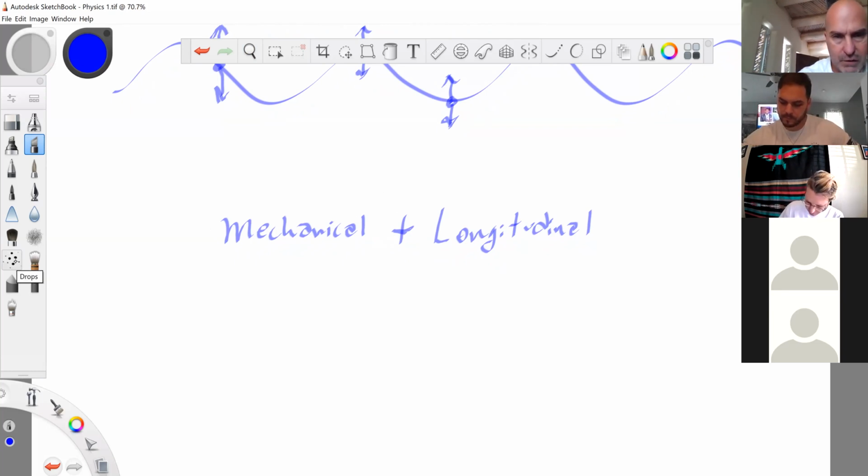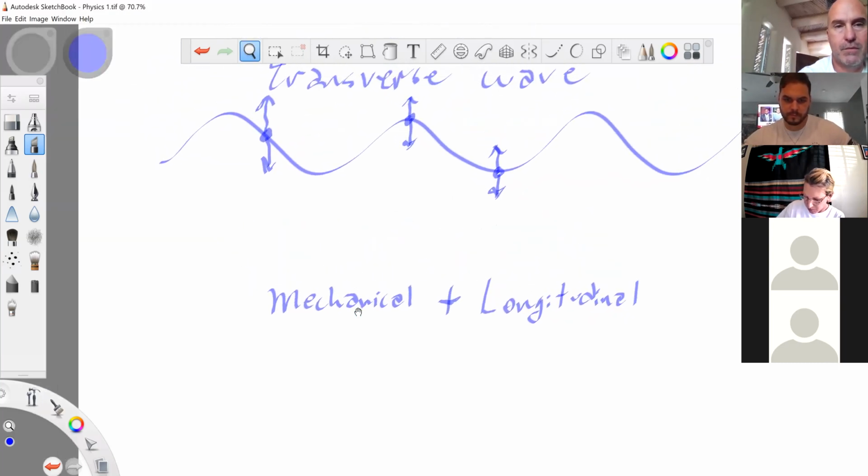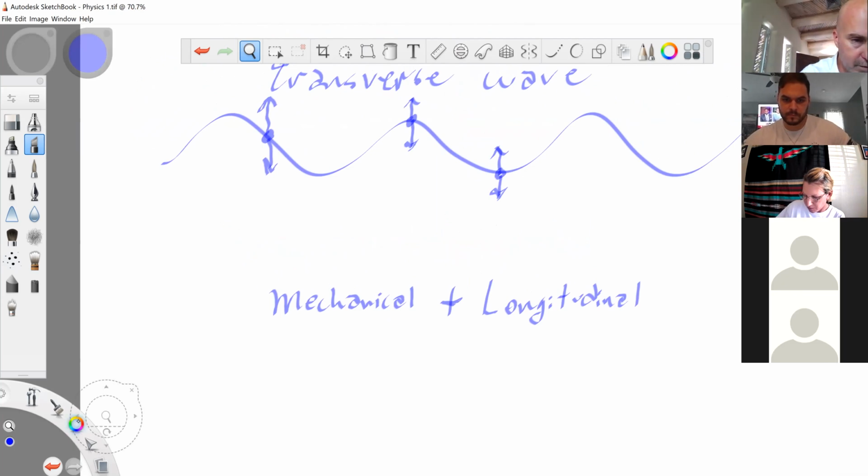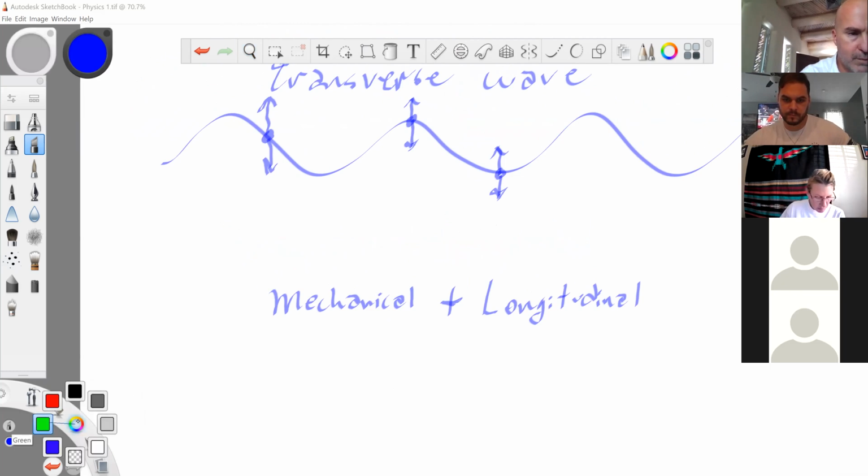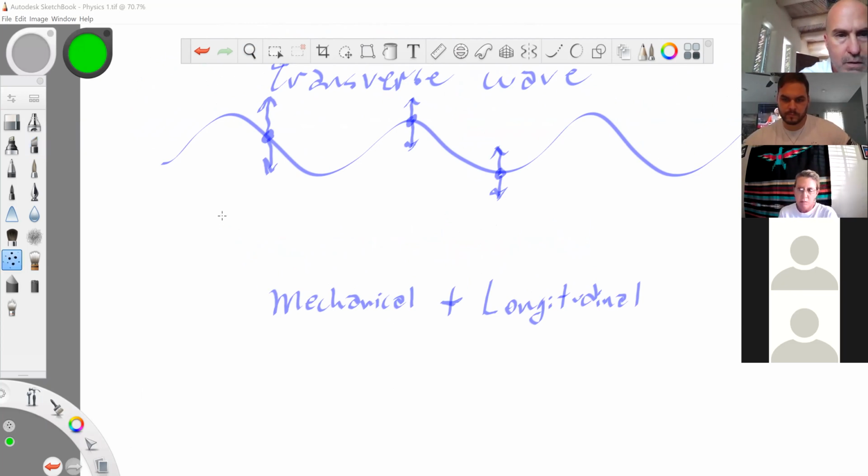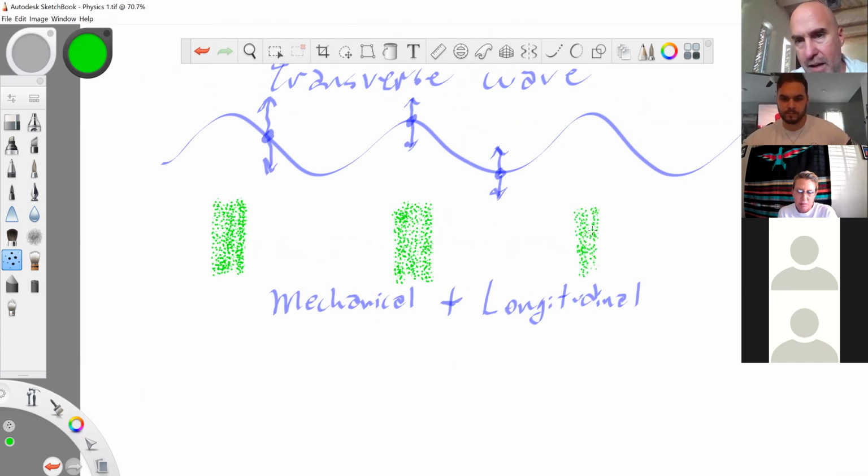Mechanical longitudinal, let's see if this works. Let me draw it up here. I didn't leave myself a lot of room. Let's go back to green. Mechanical longitudinal. Let's draw. So the dots here represent compressions.